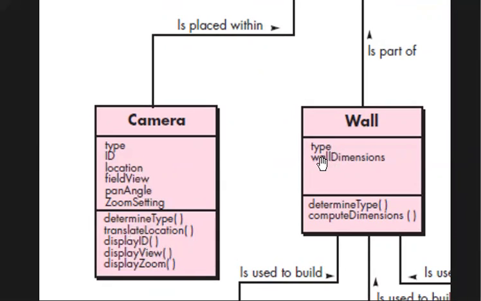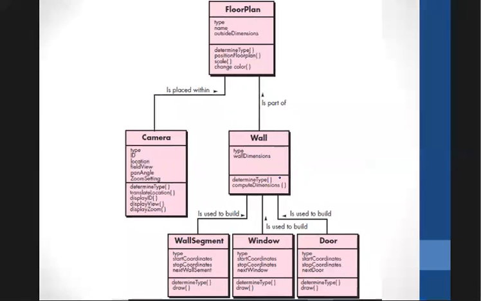Whereas for the wall, you're going to have the type of wall, the fall wall, the boundary wall, what type of wall you're using, the wall dimensions. Then you're going to compute all of those dimensions. Now you're making the plan, that is why you need to compute all the dimensions. Now this wall is a part of the floor plan, whereas door, windows, wall segment, these are used to build a wall. So here you can identify you're making a structure of an entire floor plan, whereas within this entire floor plan, the camera is completely another part, whereas these cameras will be placed when the entire floor plan is developed. So these cameras are placed within the floor.